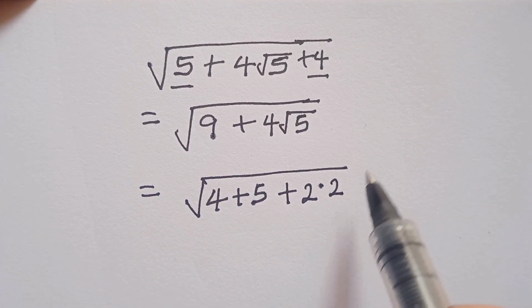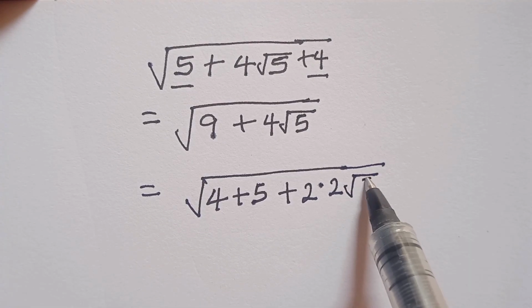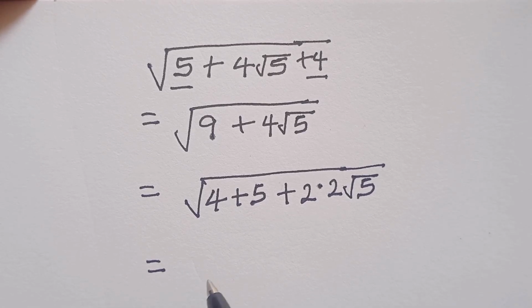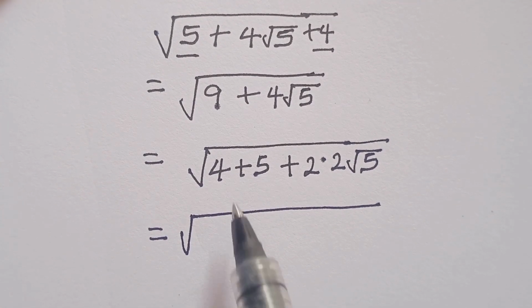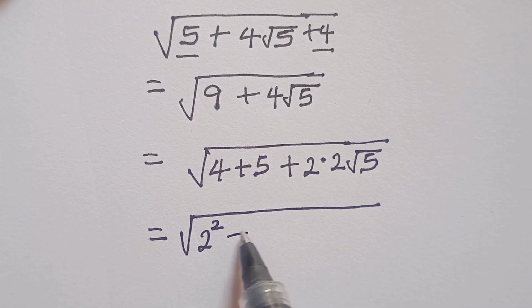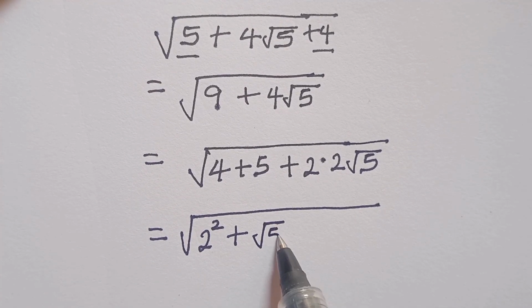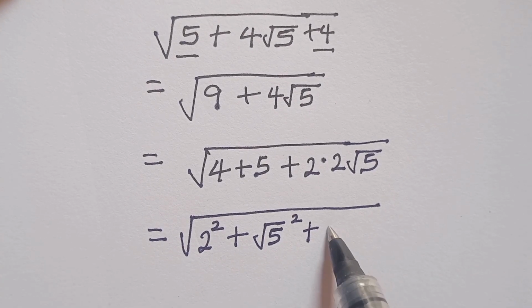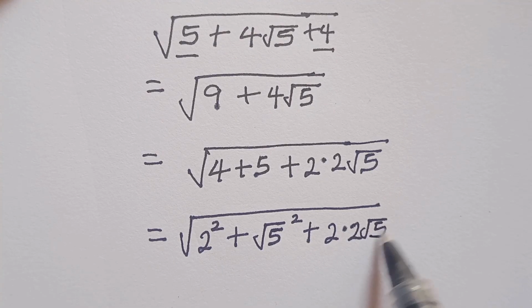So now we have square root of 4 plus 5 plus, so break 4 into 2 times 2 square root of 5. Now I want to do it so that it will match a squared plus b squared plus 2ab, which will be equal to a plus b, everything squared. So what I need to do is split my 4 into 2 squared plus, don't forget, square root of x squared is still x, because the square will cancel the square root. Now we have square root of 5 squared plus 2 times 2 times the square root of 5.